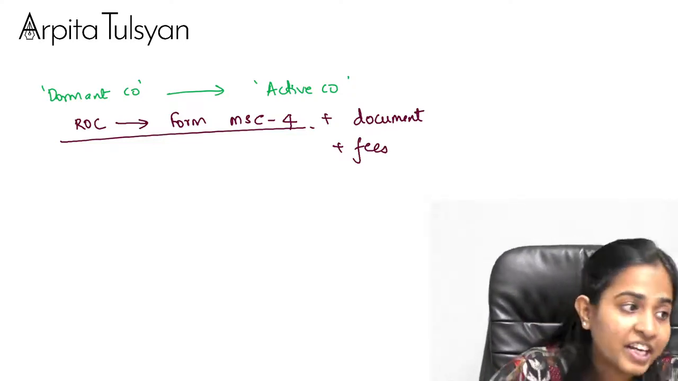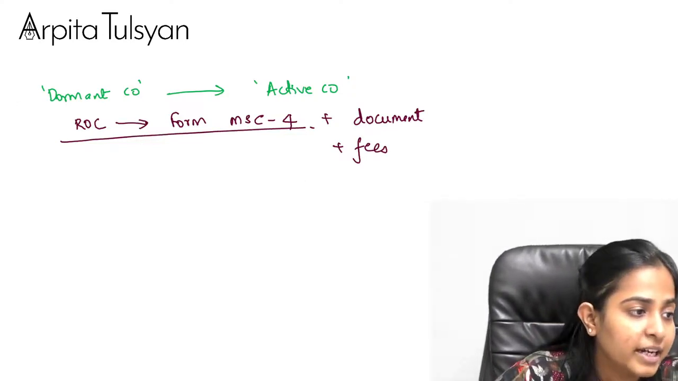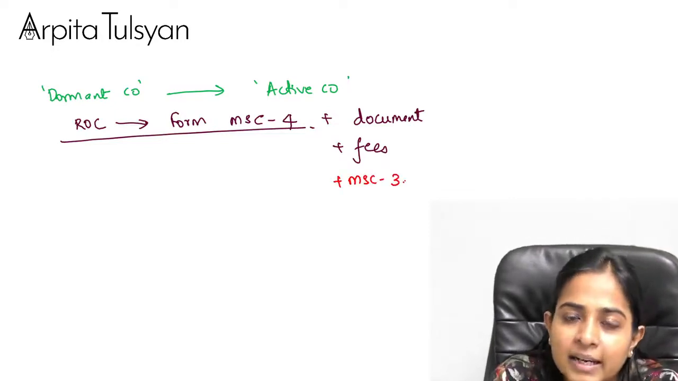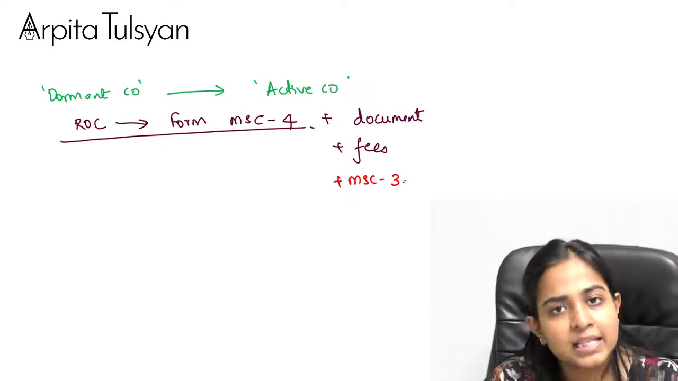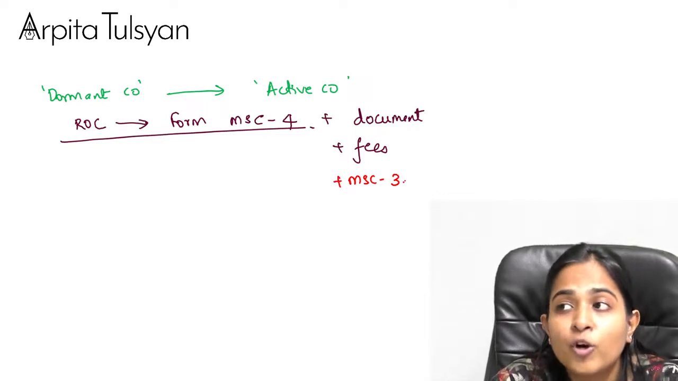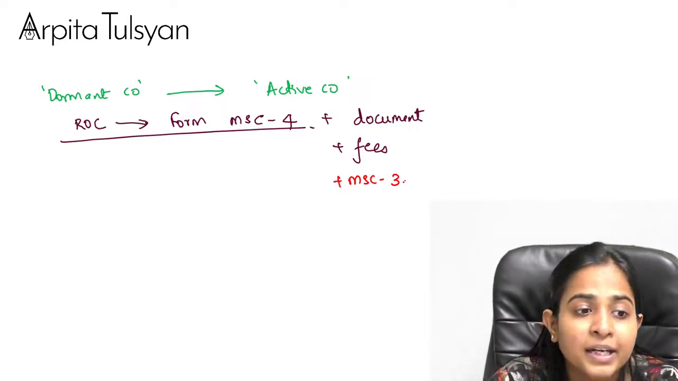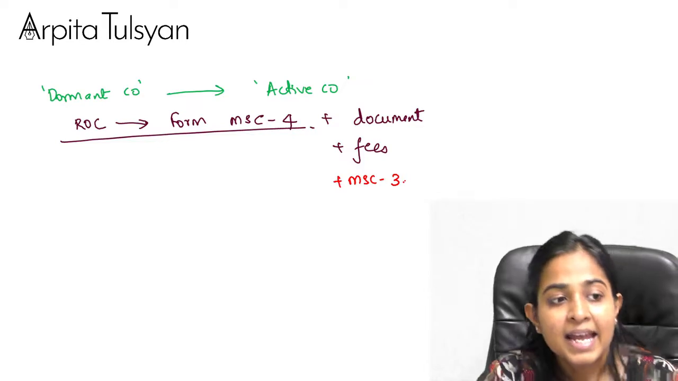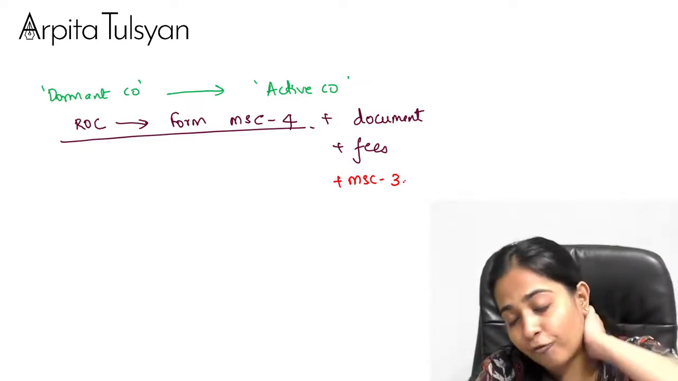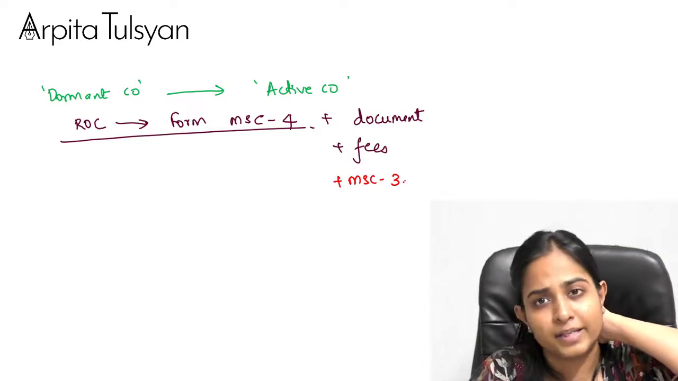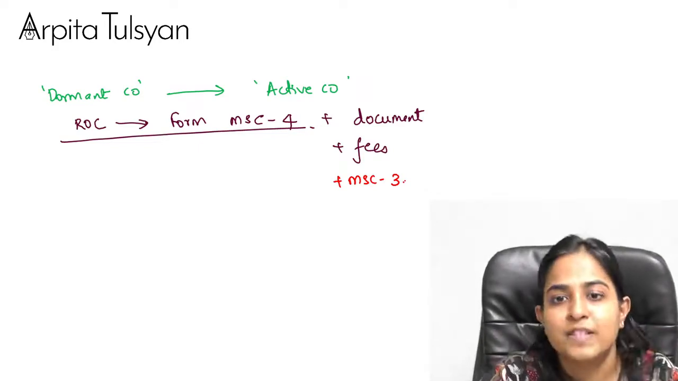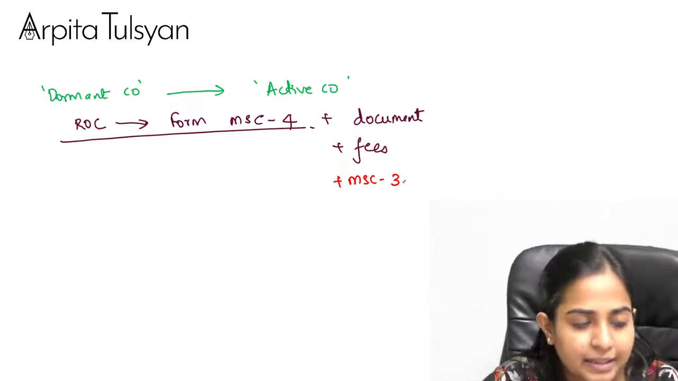And one very important thing that we have to submit here is MSC 3 for the remaining period. MSC 3 was the return of the dormant company which was filed on an annual basis. But what if I want to get converted into an active company during the middle of this year? Say, for example, with effect from 1st October. Then for the first 6 months, from 1st April to 30th September, I have to submit this form number MSC 3.